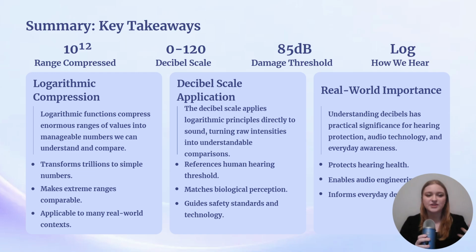A normal conversation. The intensity is about 10 to the negative 6th watts per square meter. So we divide that by the reference intensity, 10 to the negative 12th, and that gives us 10 to the 6th power. The log of 10 to the 6th is 6. Multiply by 10 and we get 60 decibels. So a conversation is 60 decibels. And we can apply this to anything.